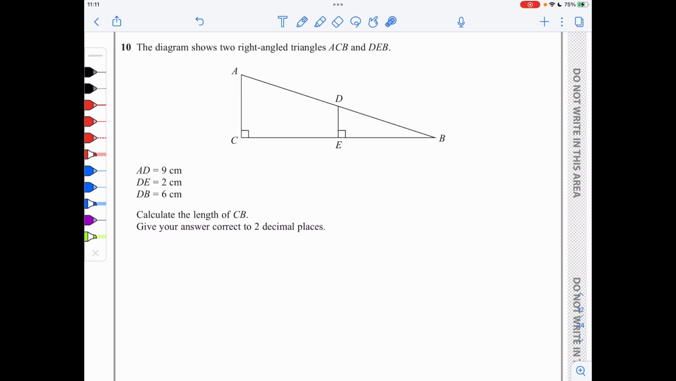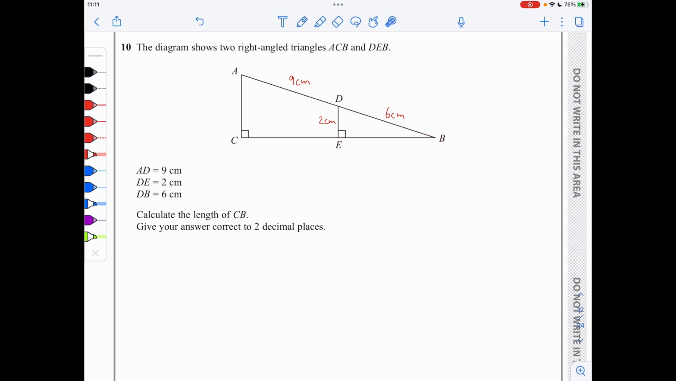In 10, we've got two right-angled triangles here. It's triangle ACB and triangle DEB. We are told that AD is 9 centimeters, DE is 2 centimeters, and DB is 6 centimeters, and we need to work out the length of CB here.